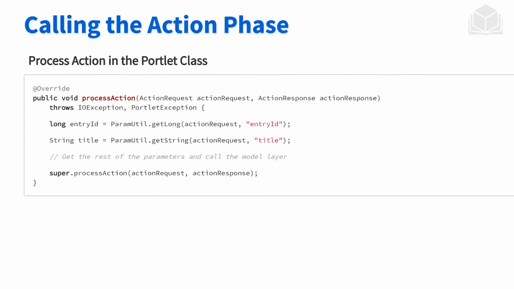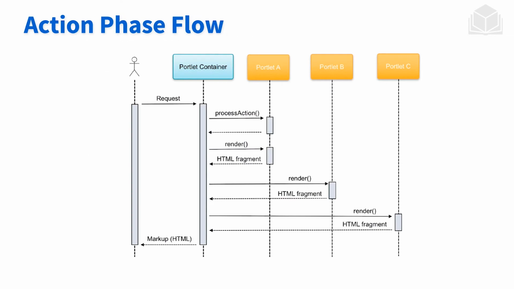Over on the processAction method, you can see that we're extracting some of the parameters that are coming from the action request object. We have an entry ID and a title. We can extract those, do something with them now that they're expressed as a long and a string, and then go from there. After the action phase is completed, the render phase is then kicked off. So let's take a look and see how this flows.